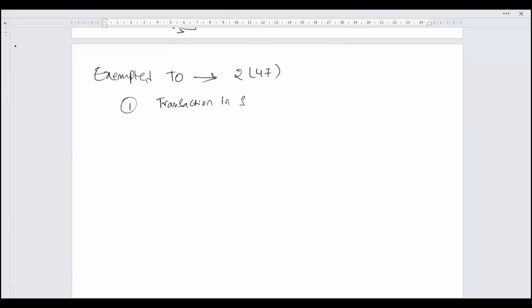Transaction in security is your exempted turnover. Second, sale of land, building. Third category, not reading after the class. At least glance through. There's Schedule 3, clause A for entry number 8.